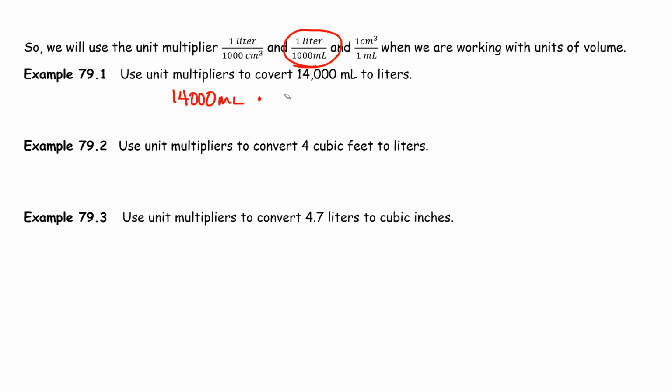So all you have to do is multiply this by 1 liter in 1,000 milliliters. And so the 3 zeros are going to cancel, and that would just be 14 liters. So simple. Going from metric to metric is just a matter of moving a decimal point left or right. 14,000 milliliters is just 14 liters.